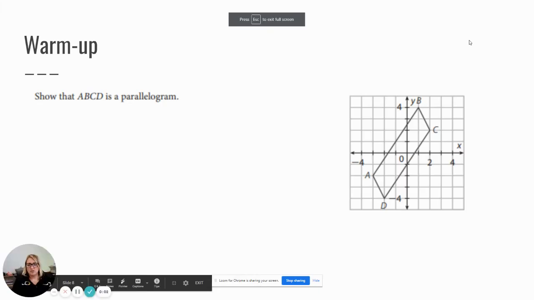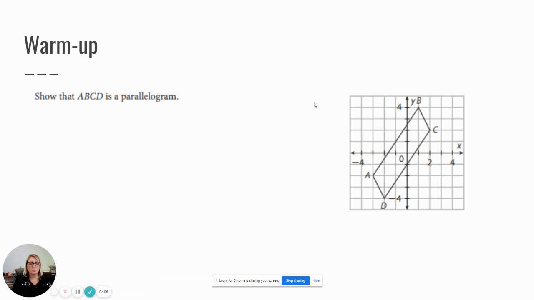Okay, so we are going to finish up yesterday's stuff, and we're going to start by doing a warm-up to prove that this is a parallelogram. So remember from yesterday, you need to prove that BC is parallel to AD, but you also need to prove that AB is parallel to DC. So you need to find the slopes of each of those lines and prove that they're the same. So take a couple of minutes and work on finding those slopes.